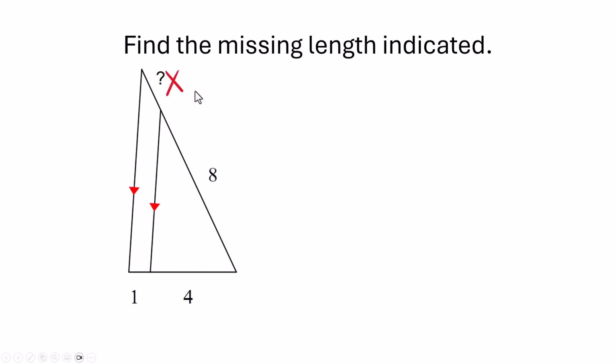Somebody's already figured out the answer, but just in case it's something you can't do in your head, you need another strategy besides just guess and check. Here's how you set it up. I like to do X over 8. I like to do it side over side equals 1 over 4.